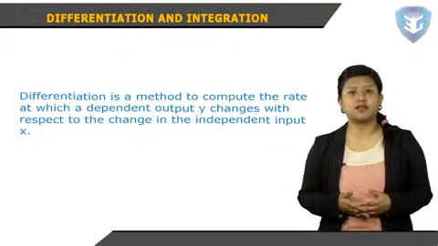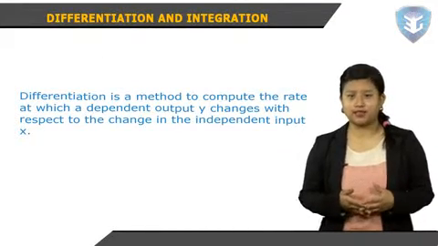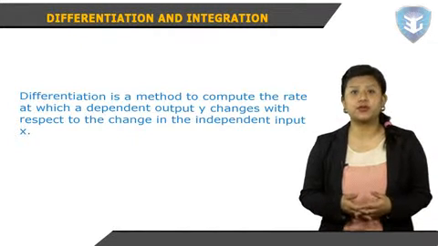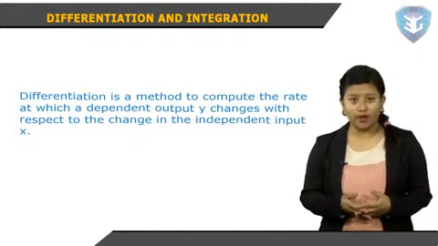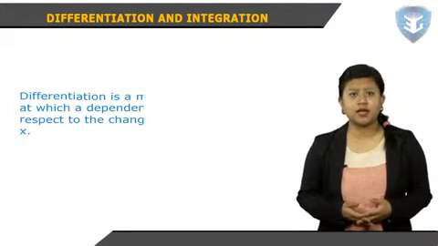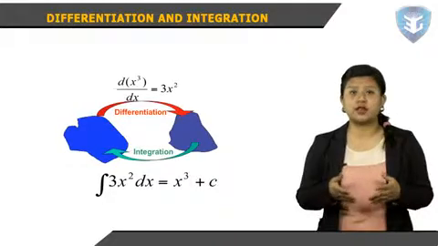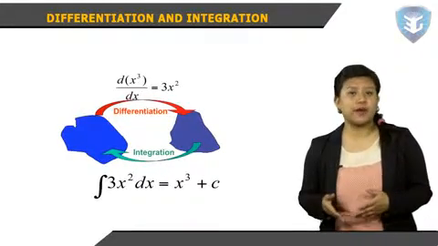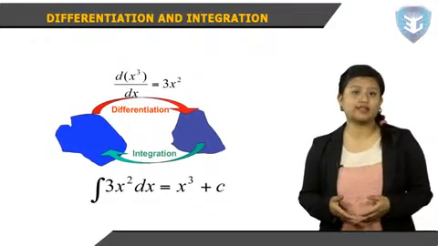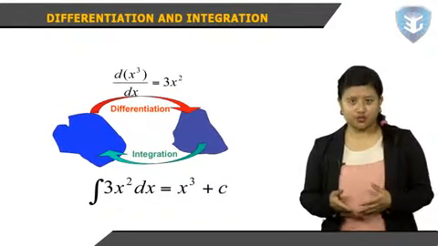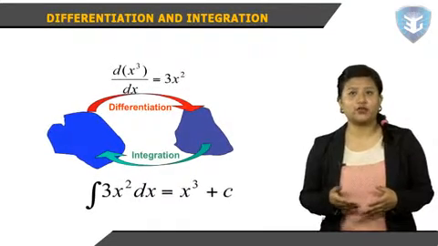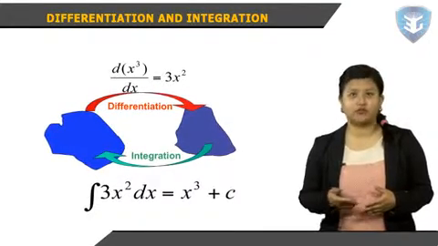Let's start with the concept of differentiation and integration. Differentiation is a method to compute the rate at which a dependent output y changes with respect to the change in the independent input x. This rate of change is called the derivative of y with respect to x. In more precise language, the dependence of y upon x means that y is a function of x. This functional relationship is often denoted y equals f of x, where f denotes the function.